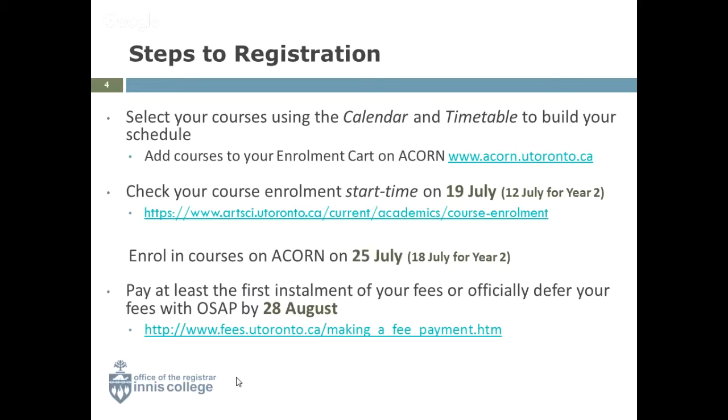Your course enrollment date is July 25th. You will have a specific time on July 25th at which you will first gain access to Acorn to enroll in your courses. That's called your start time. You can find out your start time starting on July 19th on Acorn. So between July 19th and the 25th, at some point, log in, find out your start time, and be ready to go on July 25th.